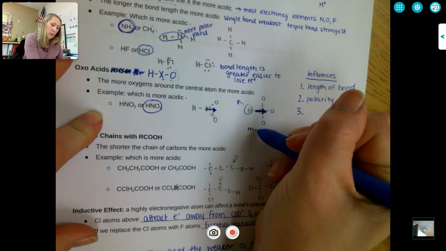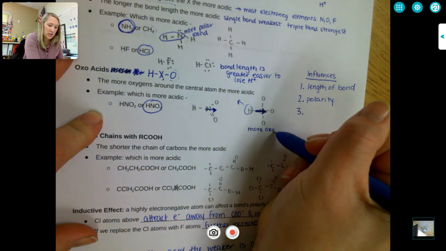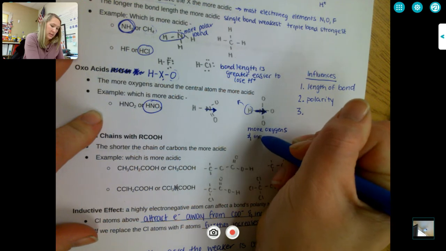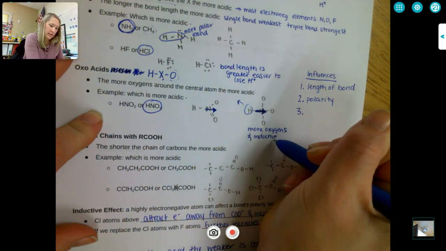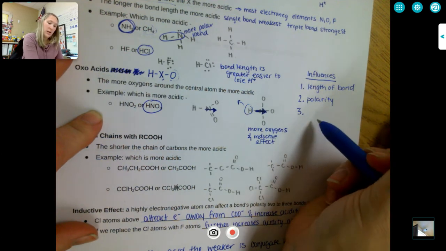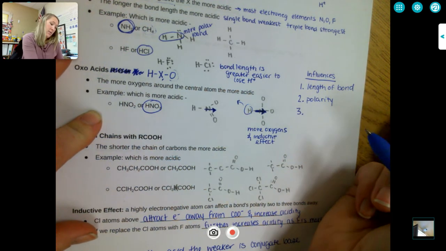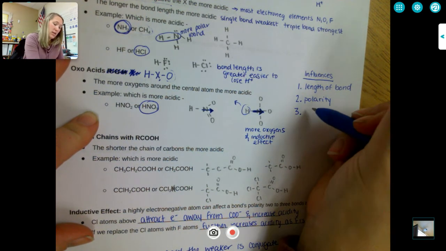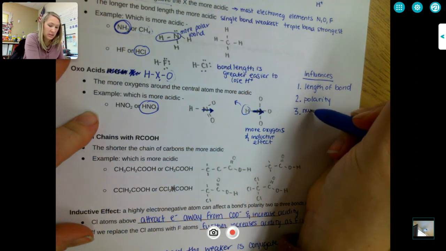So we have more oxygens and the inductive effect. My third influence on my ability for my hydrogen to pop off, or my influences on the strength of my acid, is my number of oxygens.